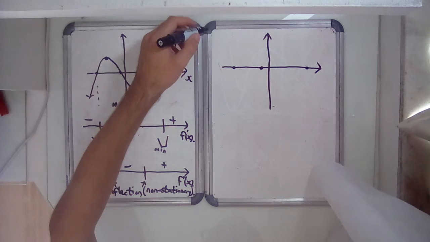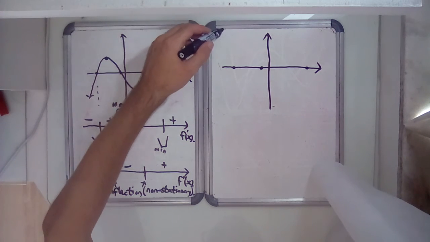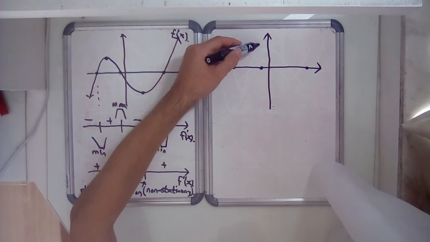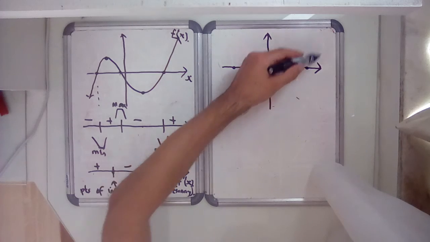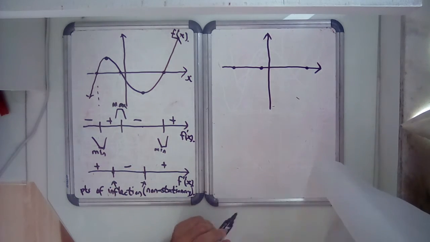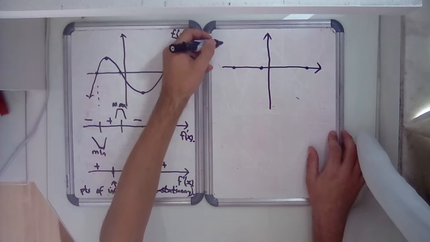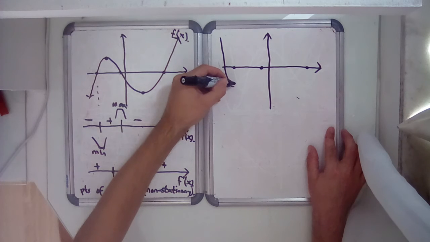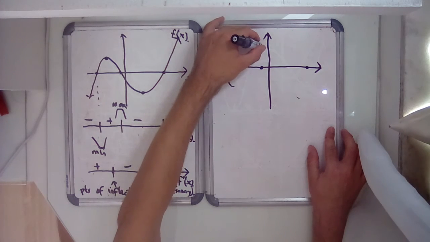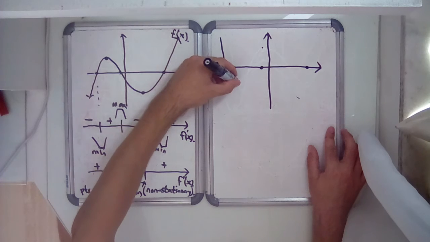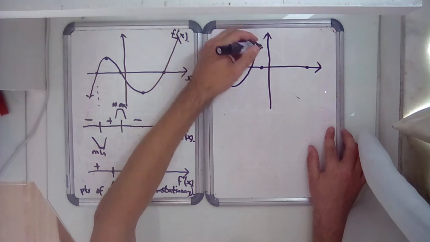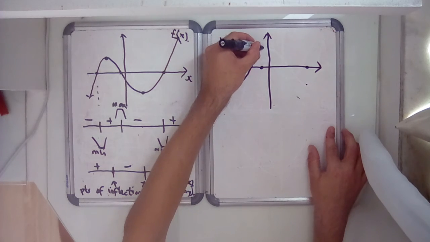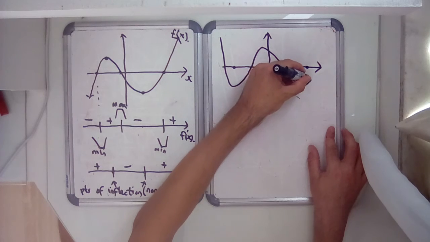Let me try that again. It needs to start from here, go to a minimum, and then it needs to go up to a maximum, and then it needs to come down to a minimum and up again. So something like minimum, then we've got to get up here for a maximum, up there for a maximum, and then we're going to go somewhere probably around here for a minimum. And then we're just going to go up.